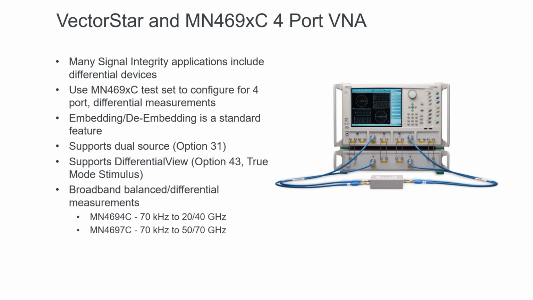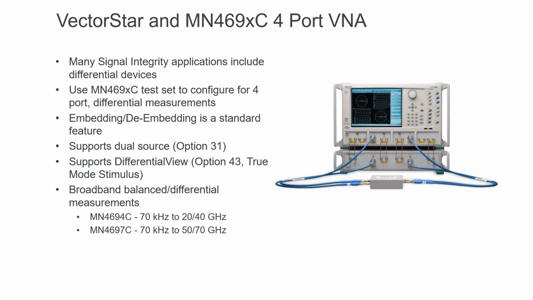We have 4 ports. We do the single-ended, and we have a superposition mathematics that basically transforms single-ended S parameters into differential S parameters, which is what we're after because we want the differential insertion loss and differential return loss of our probe as the final result when we do the network extraction. Embedding and de-embedding is a standard feature on Anritsu VNAs. And then we can also add a second source, and we can add differential view in those cases where true mode differential stimulus is required.